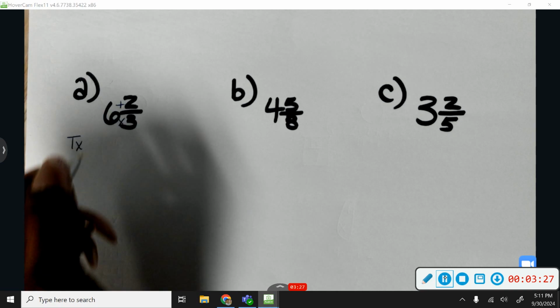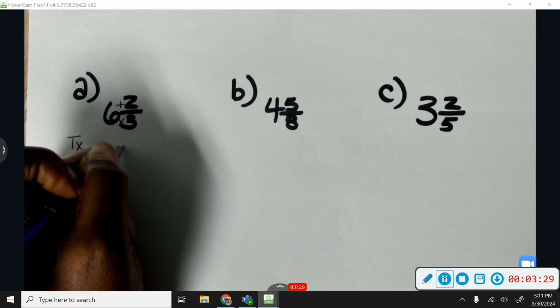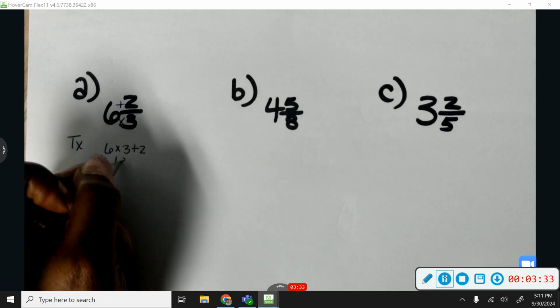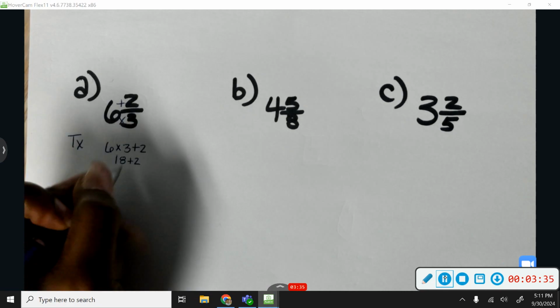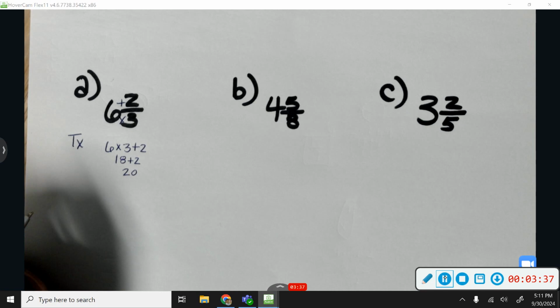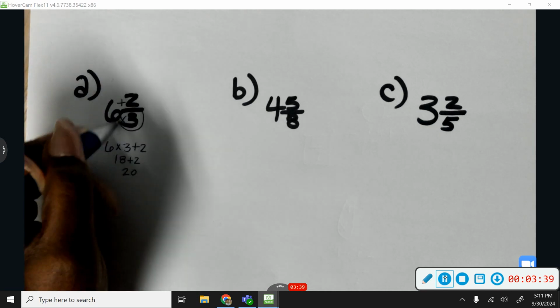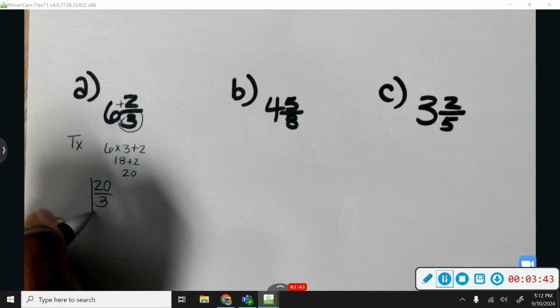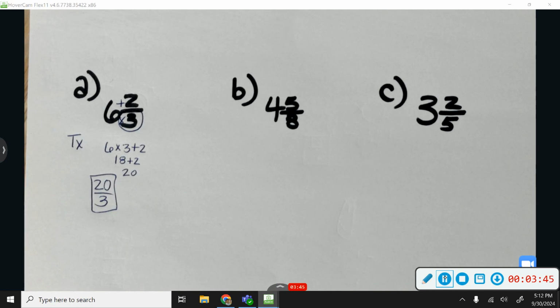Let's write my number sentence. So 6 times 3 plus 2. 6 times 3, 18, plus 2, 20. And then I'm going to just put it over my denominator, which in this case is 3. So 20 over 3. See if you can try B and C by yourself.